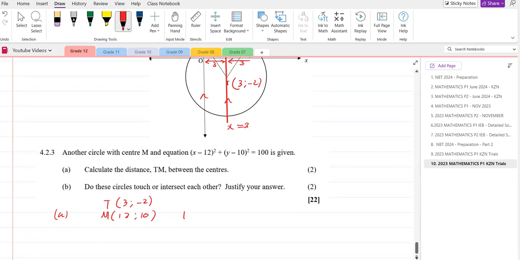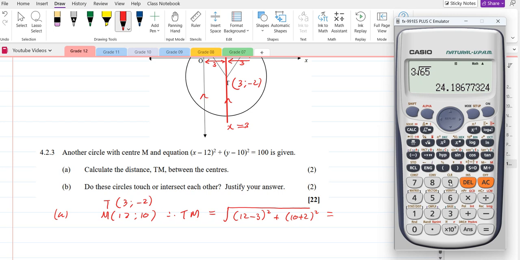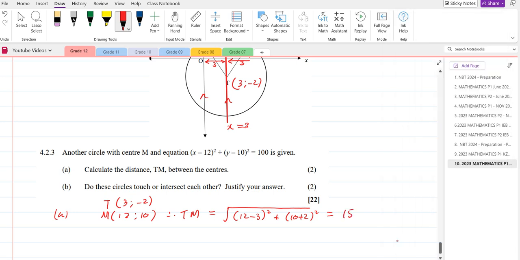So to calculate TM, I'm applying the distance formula. TM is equal to the square root of (x2 minus x1), so 12 minus 3, all squared, plus (10 minus minus 2), so 10 plus 2, all squared. 12 minus 3 is 9, so 9 squared plus 12 squared. I'm getting the square root of 225, which is 15, right? So the distance between the centers is 15.